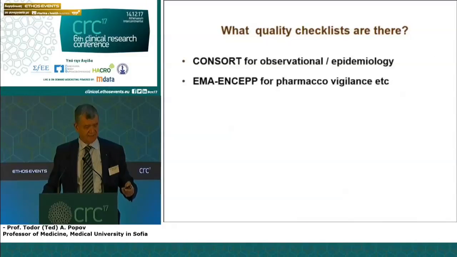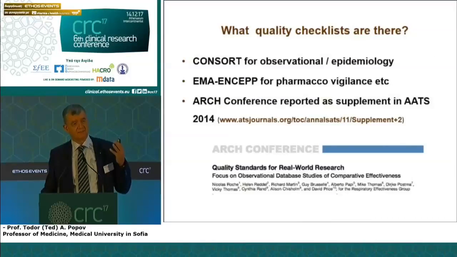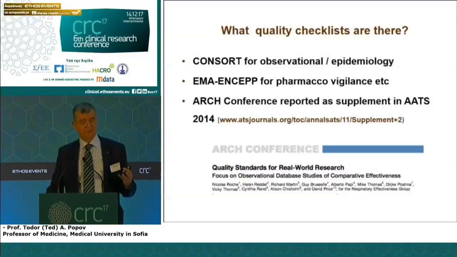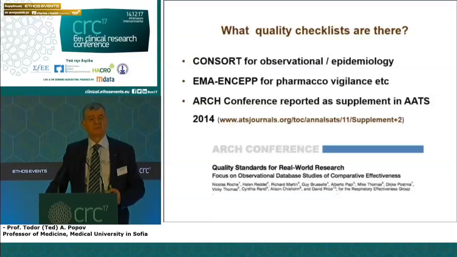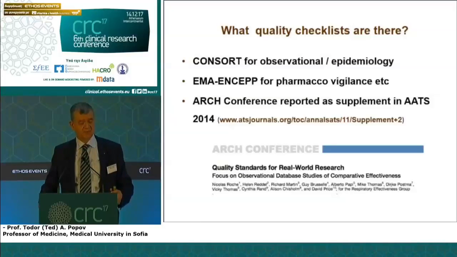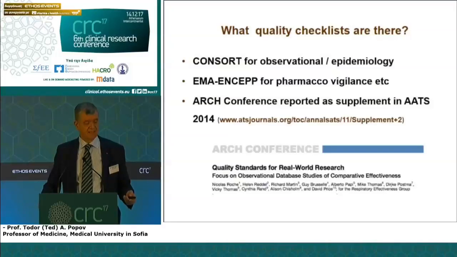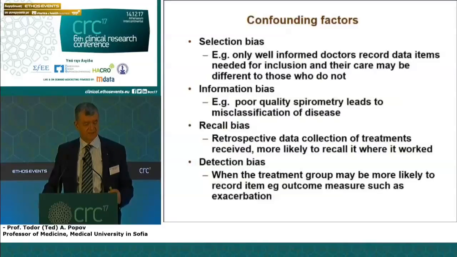I'll skip that once again because I want to just mention that it's a matter of good quality of the data that we talk about. And in order to have those quality checks, we need checklists that are part of different international systems for quality control, like the Composite for observational epidemiology trials, like the European Medicines Agency ENCePP for pharmacovigilance, and the ARCH conference reported as supplement of the American Thoracic Society, and so on.